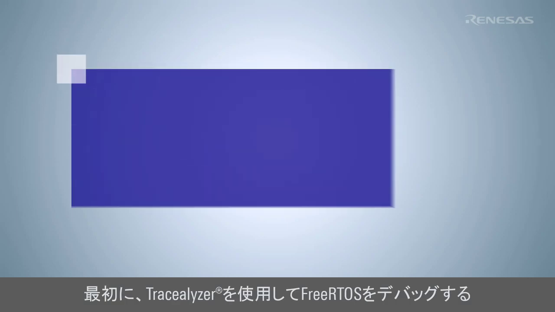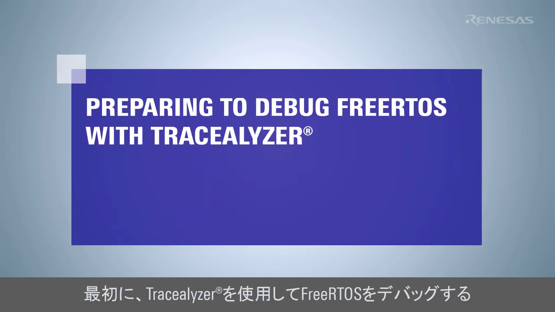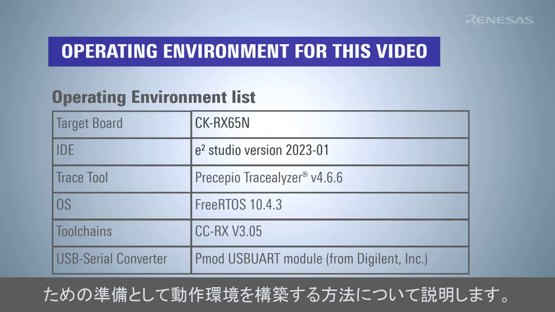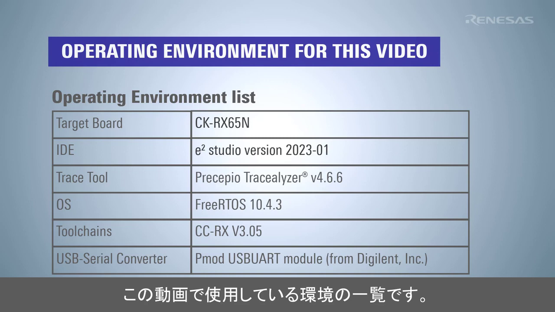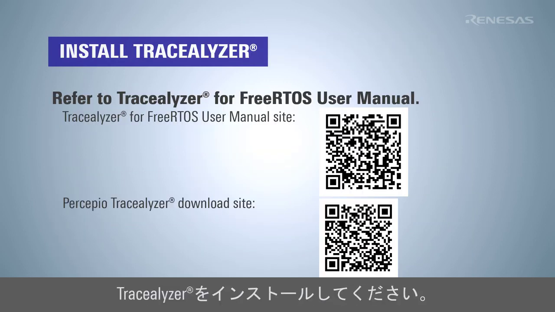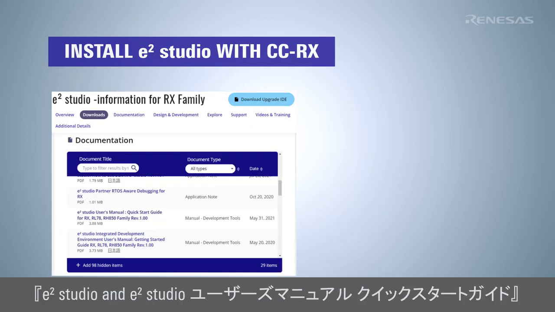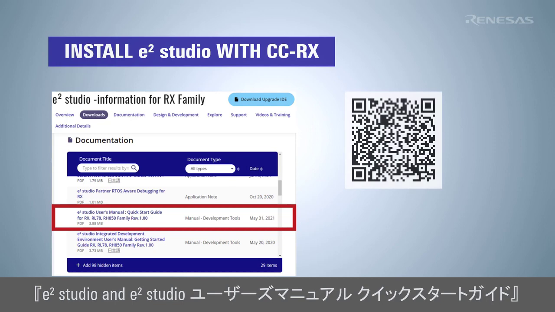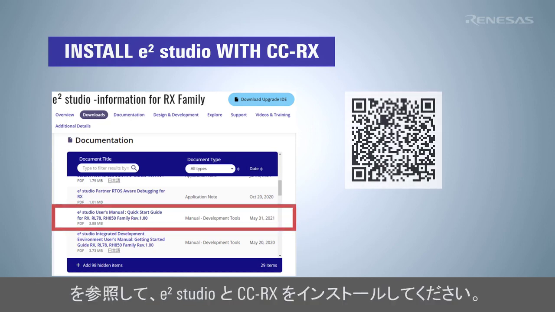First, we will explain how to build the operating environment as a preparation for debugging FreeRTOS using Tracealyzer. Here is a list of the environment used in this video. Install Tracealyzer as instructed in the user's manual. Install the e² Studio and CCRX with reference to the e² Studio user's manual, Quick Start Guide.